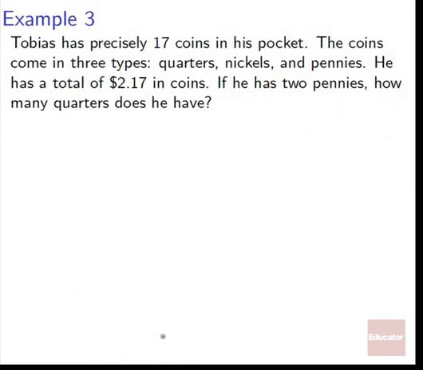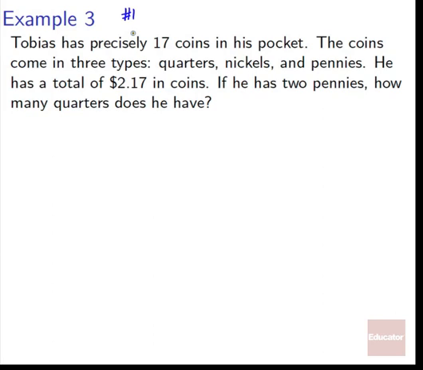Tobias has precisely 17 coins in his pocket, so first thing we're doing is we're understanding what's going on. So number one, Tobias, he's got some coins in his pocket. Makes sense. 17, cool. Coins come in 3 types, okay? So he's got 3 different coin types: quarters, nickels, and pennies. Now, if we didn't remember, we'd go, oh, what's a quarter? We look it up. Quarter is 25 cents. What's a nickel? 5 cents. What's a penny? 1 cent. Cool. He has a total of $2.17 in coins. If he has 2 pennies, how many quarters does he have?